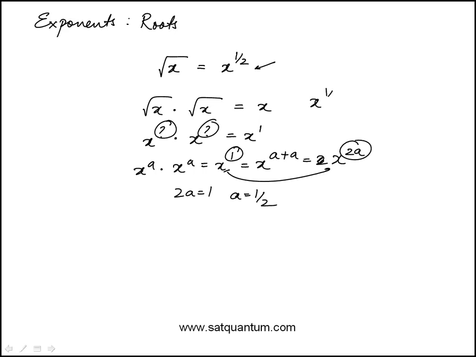Another way, also easier once you know the answer, is to check that this is indeed true. x to the half times x to the half is x to the 1, because half plus half is 1. So square root of x is equivalent to x to the power of half. And so is the case with the cube root.